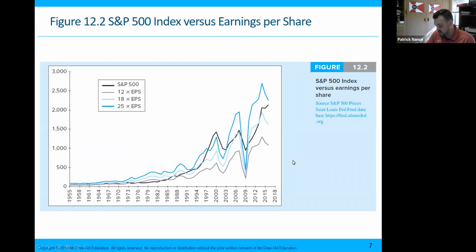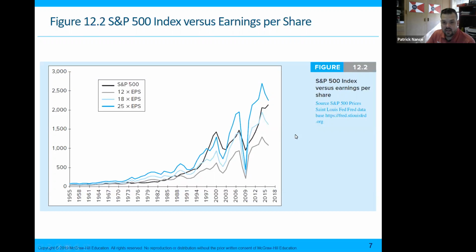So this is the line for the S&P 500. And for 12, 18, and 25 times earnings, from close to zero in 1955 to 2000, 2000 to 1500 and 1000 respectively, 2015 before declining slightly in 2017, the S&P line is between 18 and 25 times the earnings over most of the period, but above 25 times earnings in 2000 and 2009.